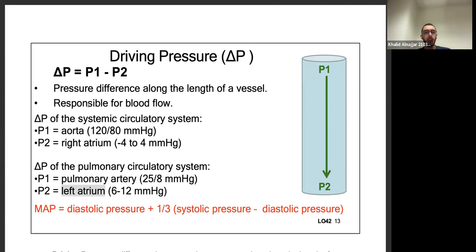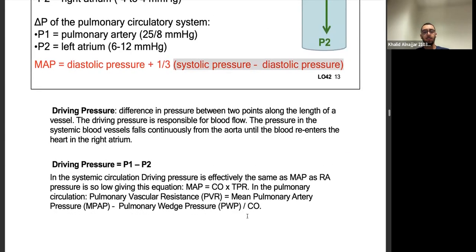And if you understand the driving pressure, this is where they derive the MAP, or the mean arterial pressure equation. The mean arterial pressure is the diastolic pressure plus a third of the systolic pressure minus the diastolic pressure. I'll explain this in a couple of slides, but this is a driving pressure, right? Systolic P1 minus P2. So we can say diastolic plus 1/3 the driving pressure. There's another derivative here. Let me show you.